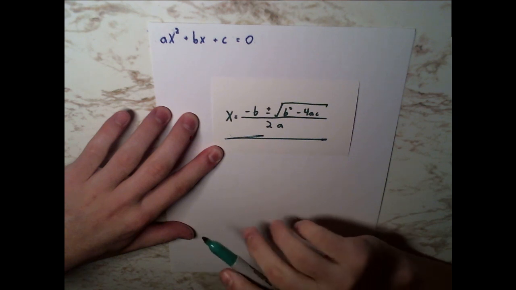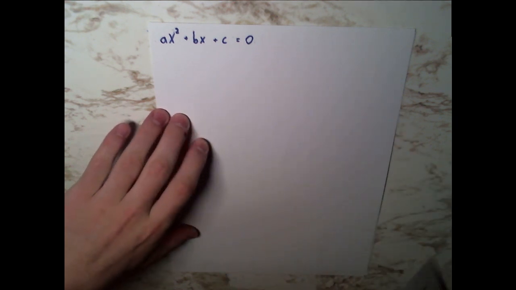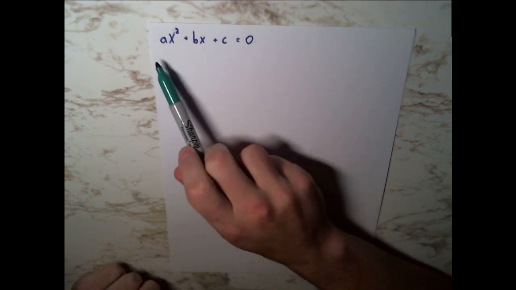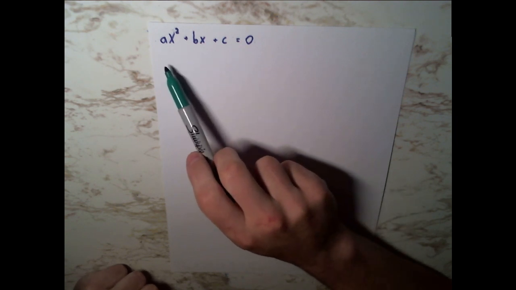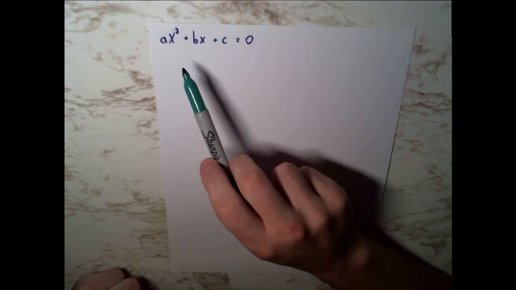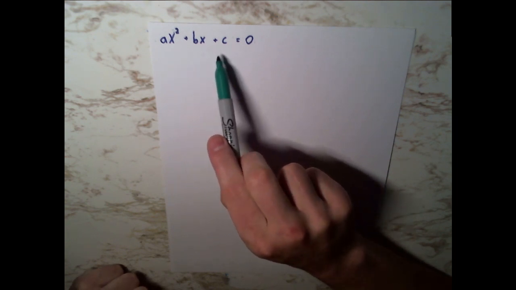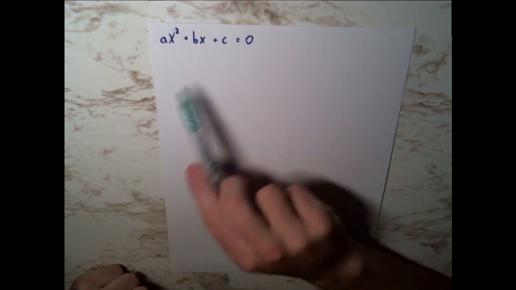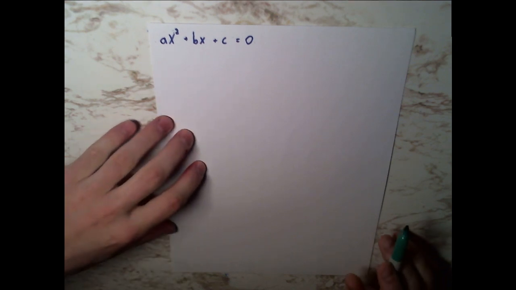So this formula actually comes directly from the completing the square method. So what we're going to do is take this quadratic, and instead of doing an example with numbers, we're just going to leave everything as variables. So a, b, and c are some numbers, and we're going to complete the square and see if we can derive the quadratic formula.